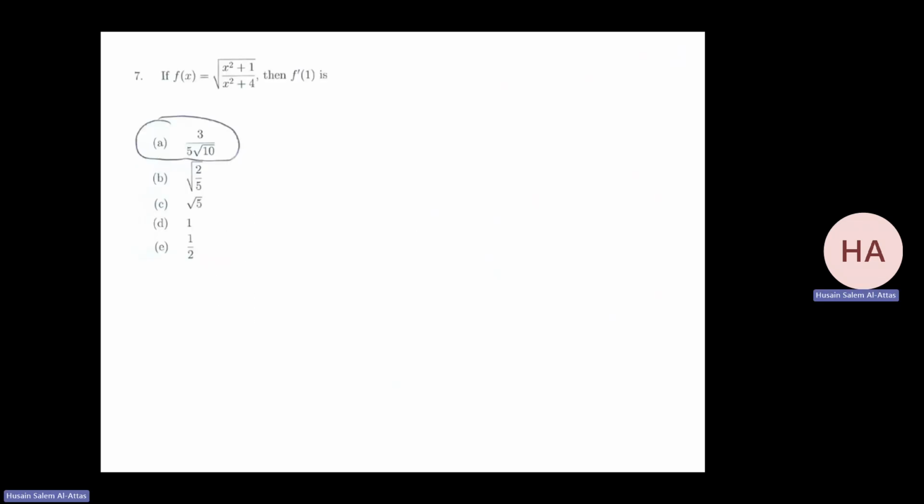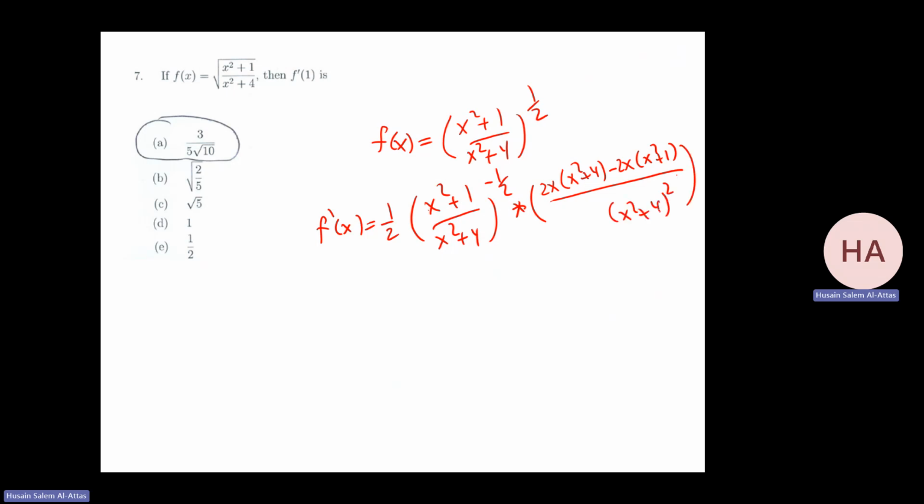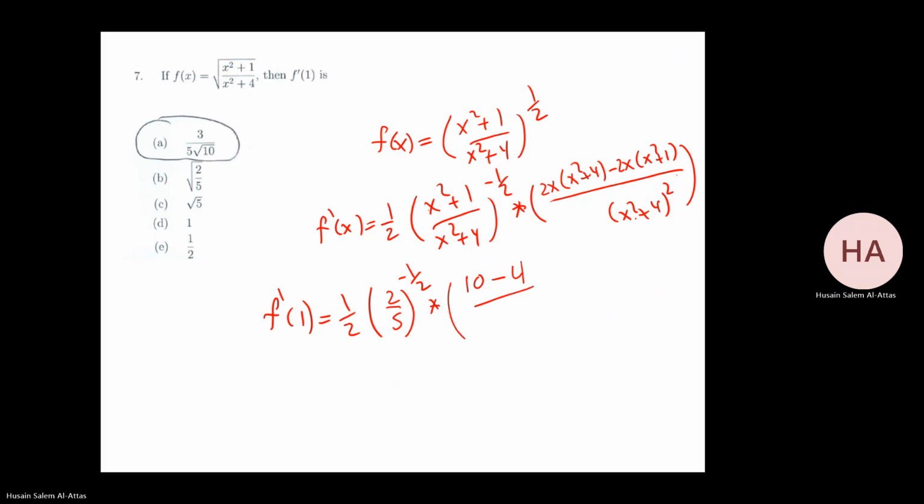This one, how to find the derivative. F of x is x squared plus 1 over x squared plus 4, to the power half. What will be f prime? That will be half, this one to the power minus half, times, now I have the quotient rule: the derivative of this one times the denominator minus 2x times the numerator, all over the denominator squared. Now we need to find f prime at 1. That will be half, 1 plus 1, 2 over 5, under the power minus half, times what? I can simplify it or I can do the product. At 1 that will be 10 minus 1 plus 1 is 2 times 2, minus 4 over 25.